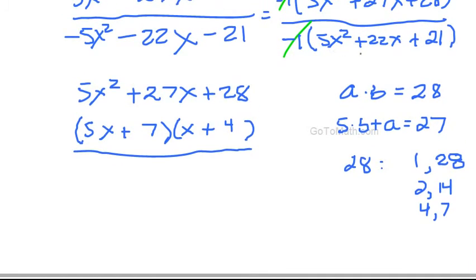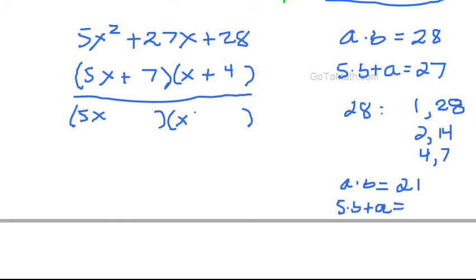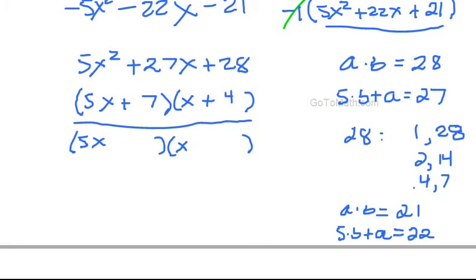Now let's take a look at this guy right here. We'll do our side work over here. So remember, we're looking for two numbers that multiply together to give us 21, and then of course we're going to do the same thing here. We have 5 times b plus a is equal to 22 here.